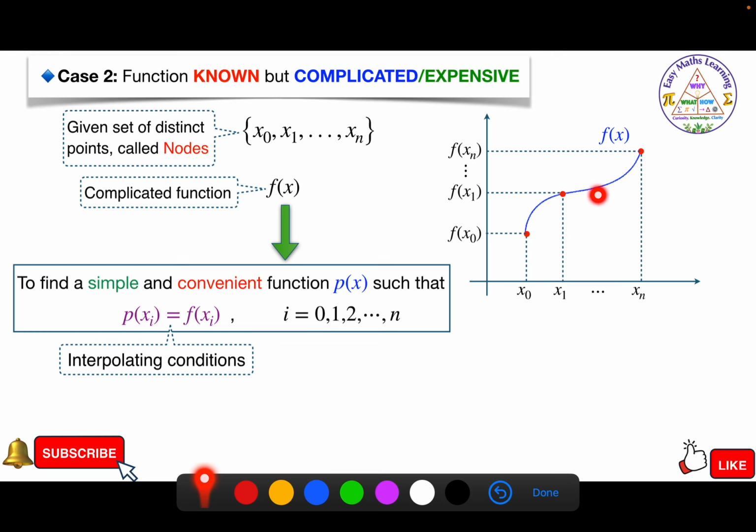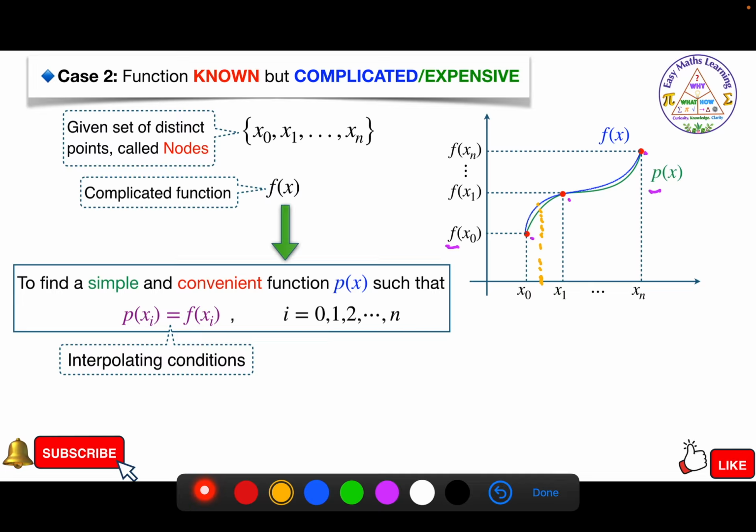The blue curve represents the original complicated function and this green curve represents the function p(x), which is a simpler function than f(x). Note that at nodes, both functions f(x) and p(x) have the same values. But between the nodes, p(x) approximates f(x). Means in between nodes you can see p(x) is not equal to f(x).